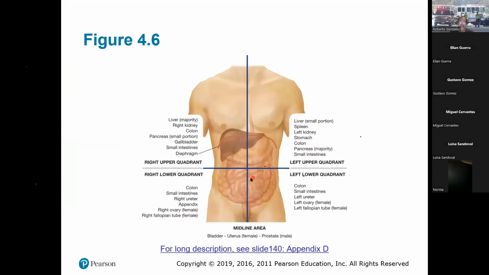So let's see, if the person has pain in the right lower quadrant, you have to suspect the appendix, as opposed to if he has it on the right side or the upper sections.